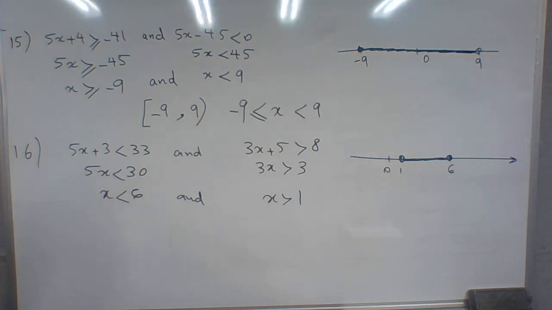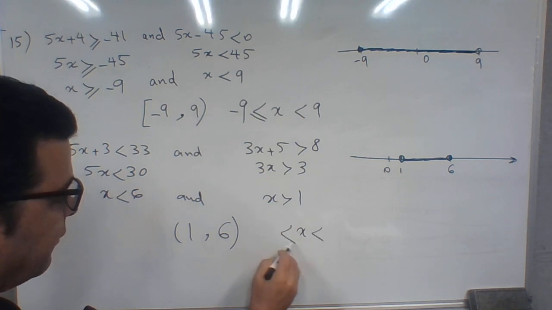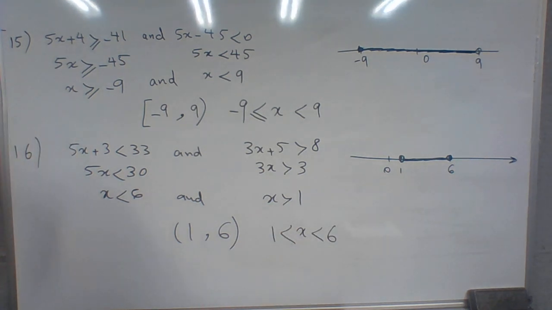And then in interval notation, so greater than 1 and less than 6. This is the lower limit, this is the upper limit. And then in inequality, so x between 1 and 6. Okay, this was problem number 16. Let's go to problem number 17. The same kind of question. This time maybe even easier.